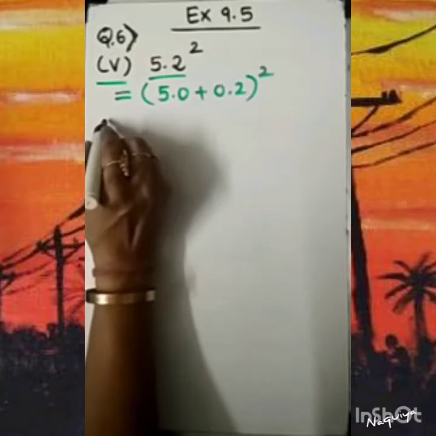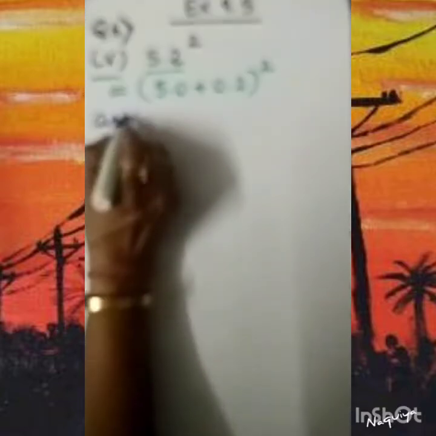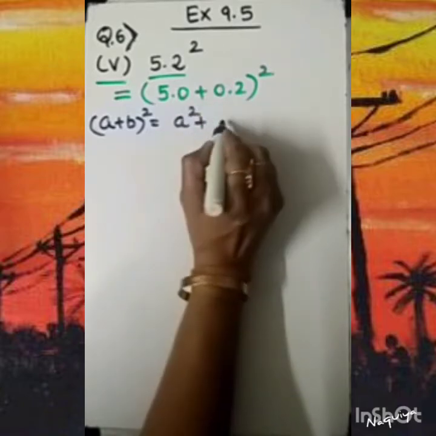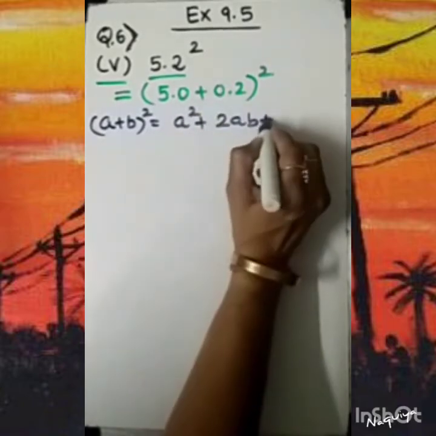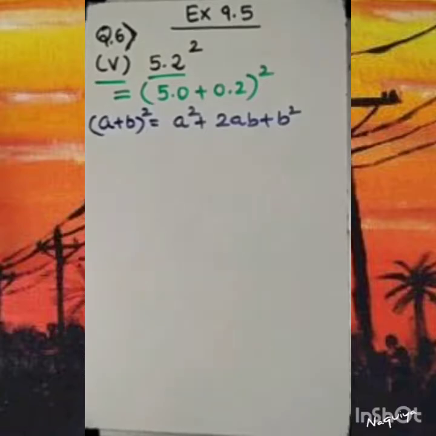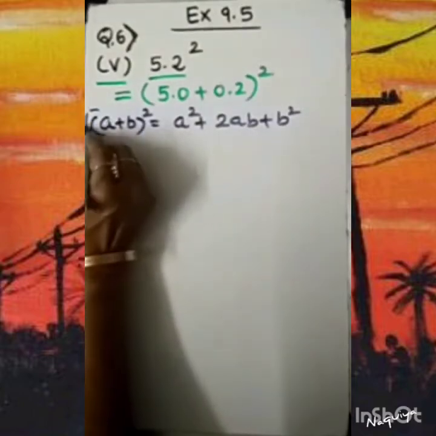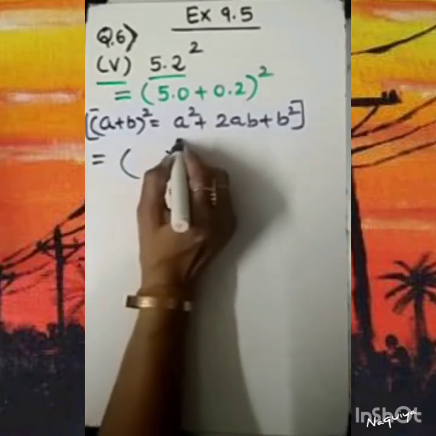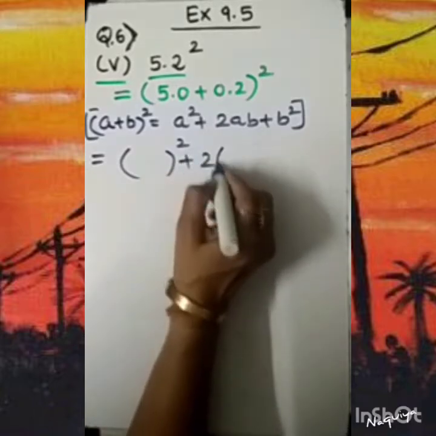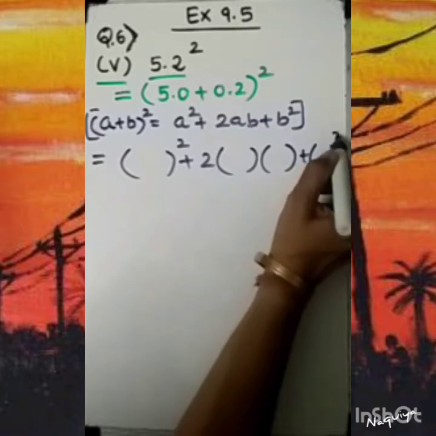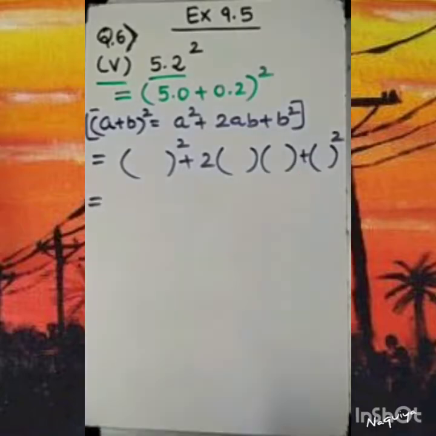Our first identity we know is (a plus b) whole square, that is a square plus 2ab plus b square. Fine. This is the technique. Fine. So this is the identity. Now this identity we are going to apply here. So we know that a square plus 2ab plus b square. Agree?